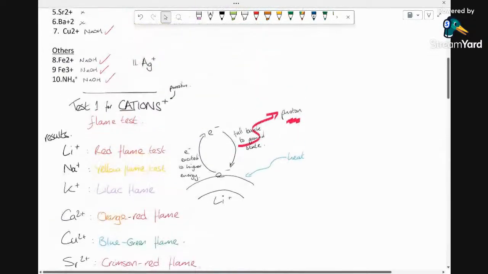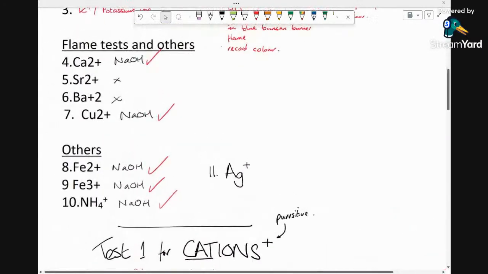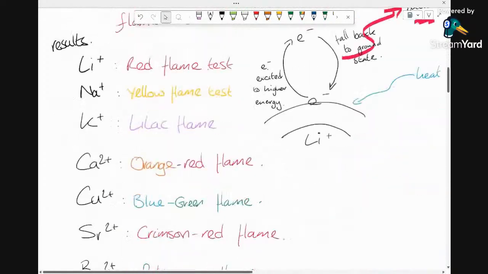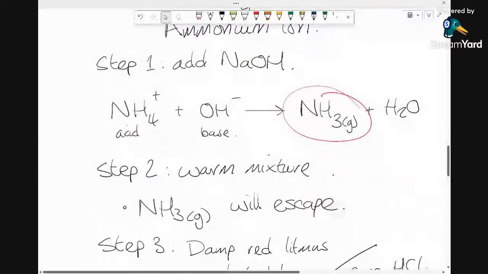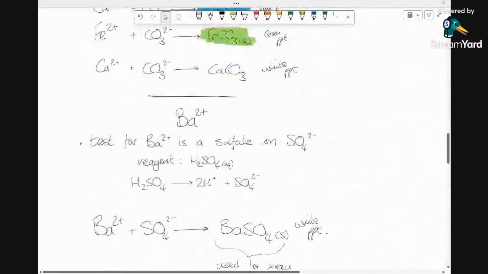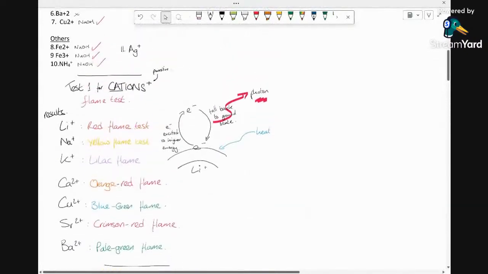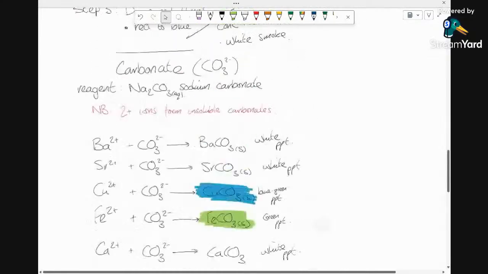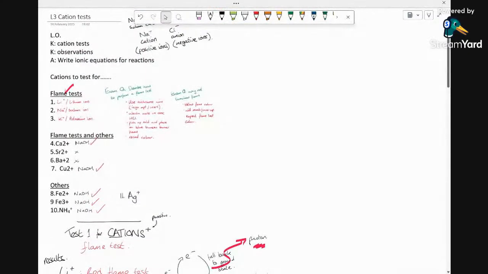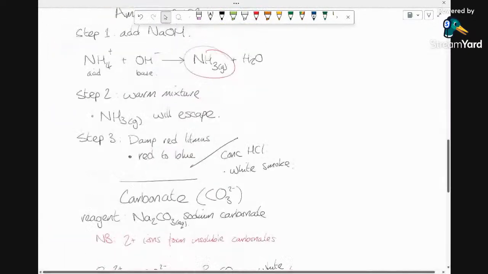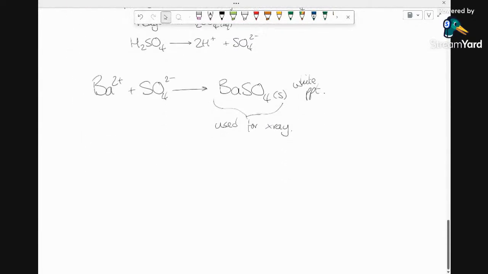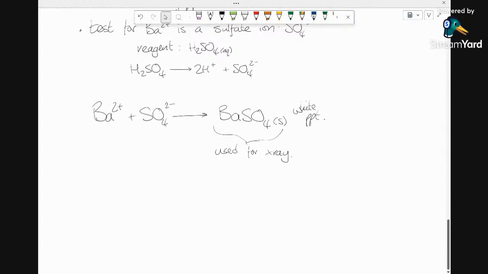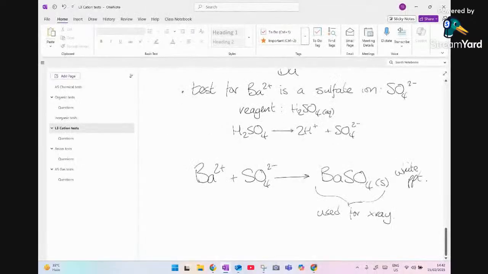Right, let's check my thing. I think we've got a whole load of these, which are great. It all works out. I think we're done with cations: sodium hydroxide, flame tests, and then the carbonate and the barium with the sulfate ion. We're done, folks. That was nice and easy, and we've been doing all of the equations to go with it. Nailed it. I can't wait to get to the papers so we can start putting all this stuff together.